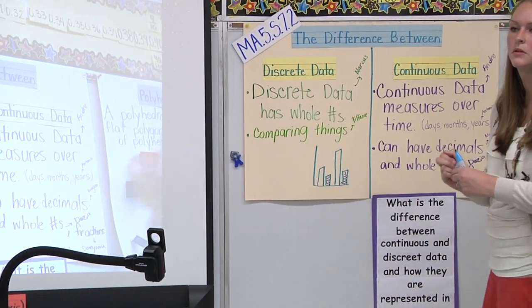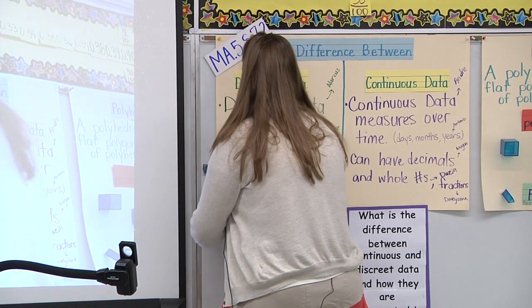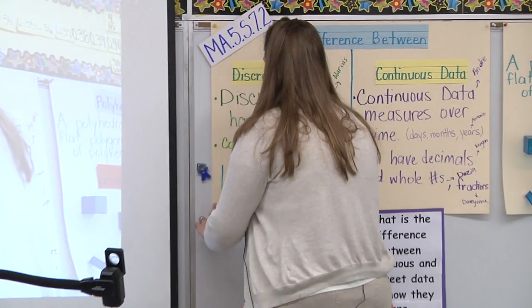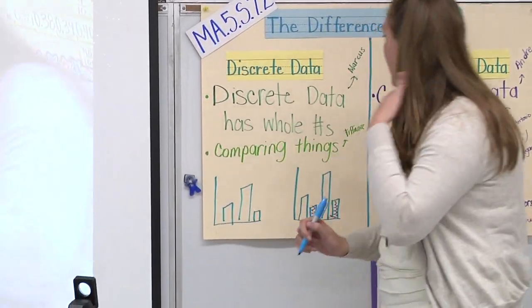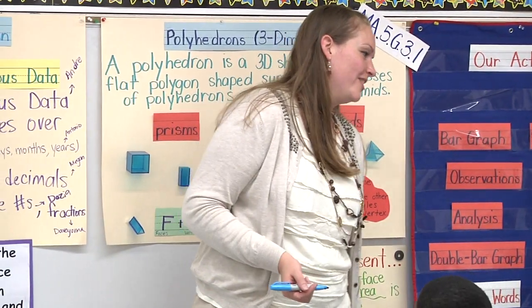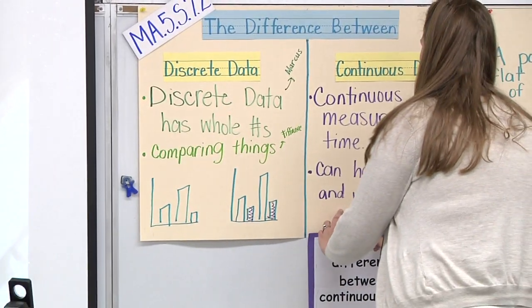Okay, what else? One more. We have a double bar graph and we have one other thing. Tiffany? A regular bar graph. Good. Okay, and Jimmy, what do we use for continuous, for a graph? A line graph. Good job. Okay, guys.